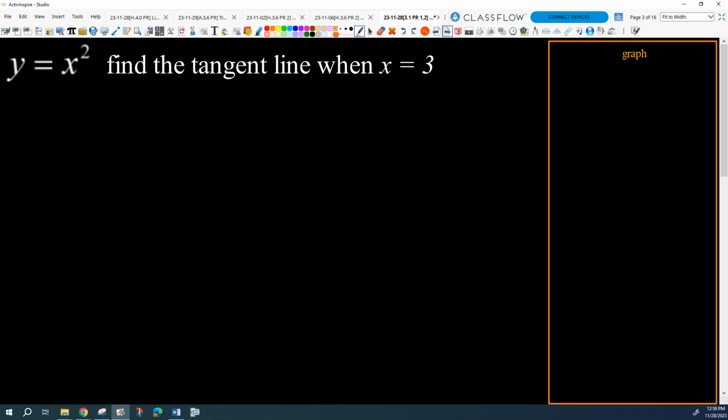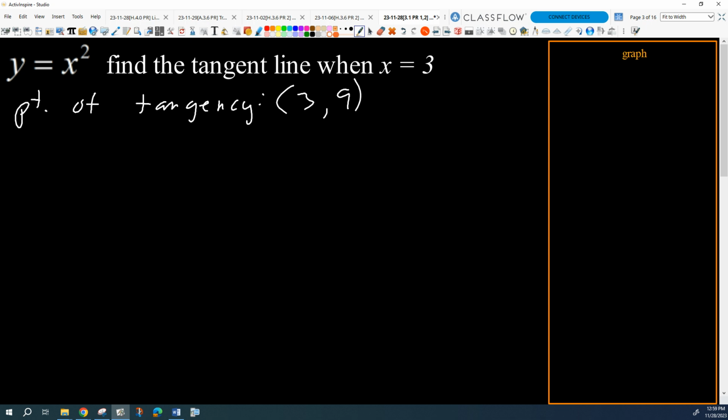Let's warm up with something like this. Find the tangent line when x equals 3. Well, what do I do? Tell me again, to find a tangent line, what do I need? I need a point. Okay, well, let's get a point. What's my point going to be? So my point of tangency, I'm plugging 3 in, and what do I get back for my y value? 9. There we go. Everybody see where we got that?